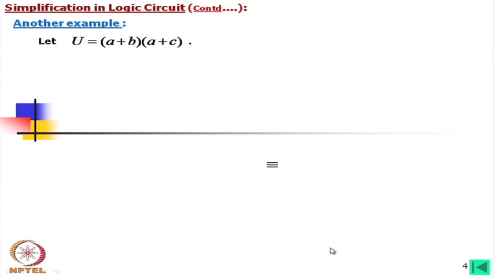Now another example which I have also shown you: U is equal to A or B and A or C.